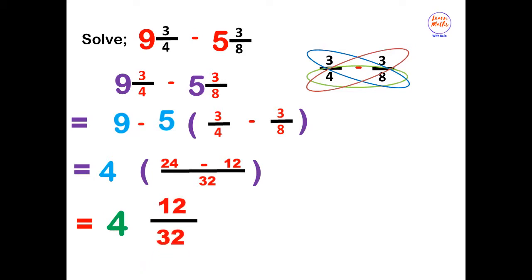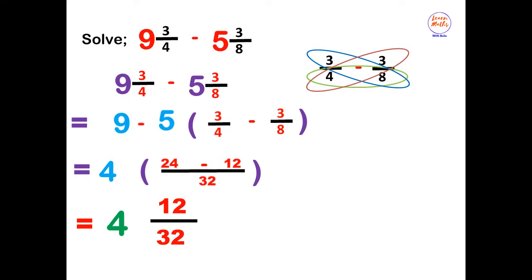At this point, I want to point out something. Here we have 4 whole number, 12 over 32. In this part of the country, in Nigeria, as much as I know, if you are in primary 3, primary 2, you'll probably be allowed to leave your fraction like this. The thing I'm trying to say now is that 12 and 32 have a common factor. That means a number that can divide 12 and divide 32.